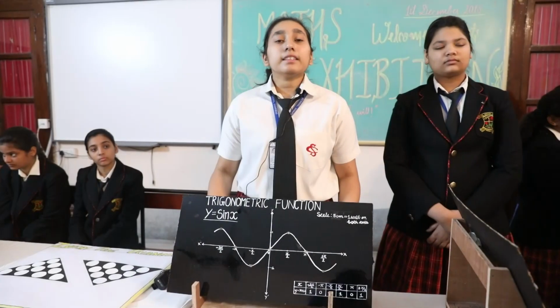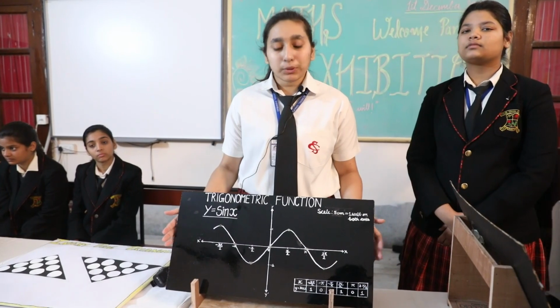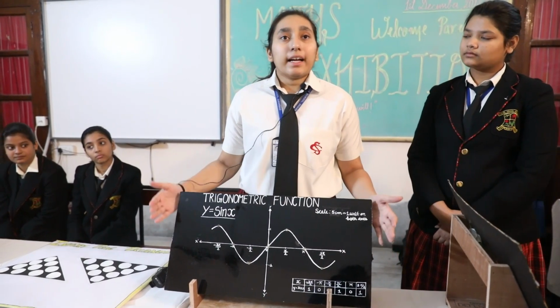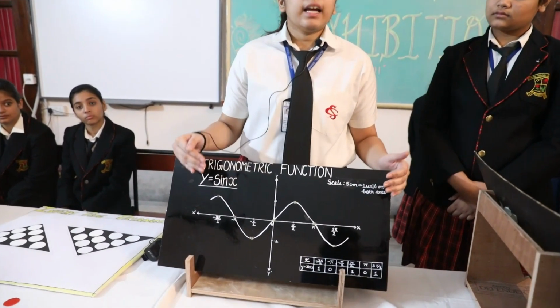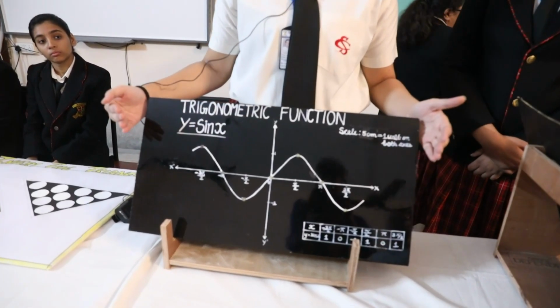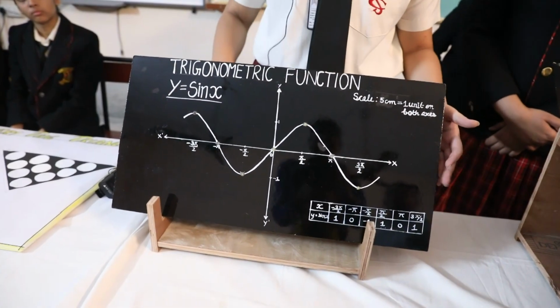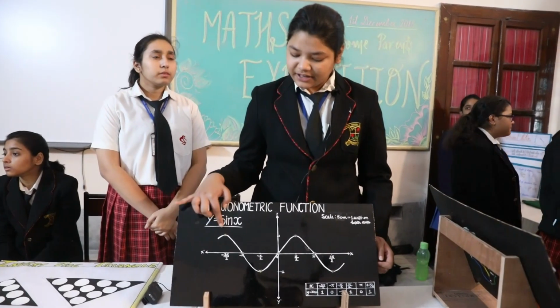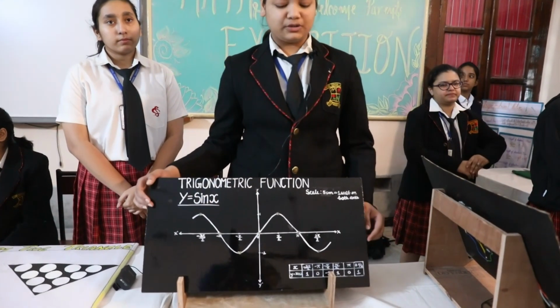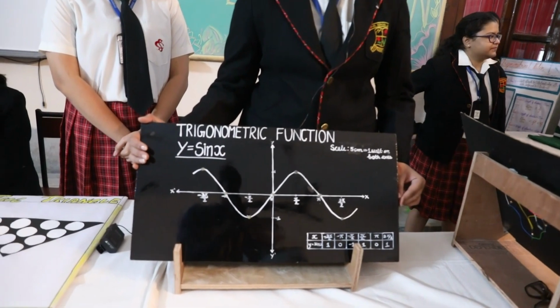Good morning, sir. This is a trigonometric graph of y is equal to sin x. We can see here that as the value of x increases, the value of y shows alternate increase and decrease in its angle. It has a smooth symmetric curve which passes through the origin, and the points are highlighted by lights.